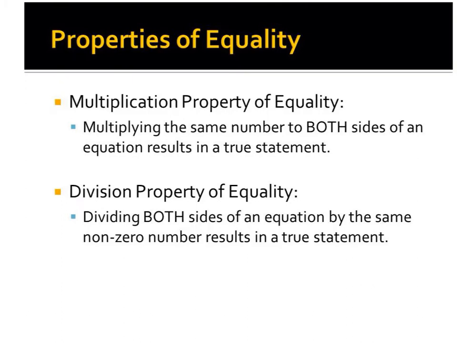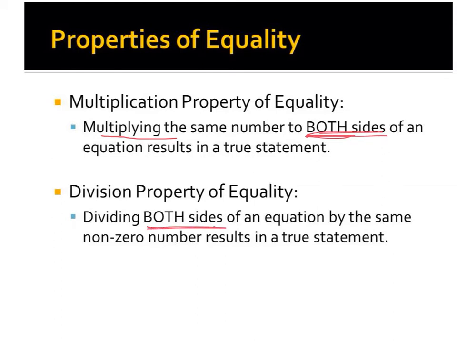So here's our properties of equality. They really look like the properties of equality for addition and subtraction. So really keeping in mind that whatever you do to one side, you have to do to both sides. So that includes if you multiply one side, do it to both. And if you divide, do it to both. And notice it does say both sides. So you always have to multiply and divide whole sides.